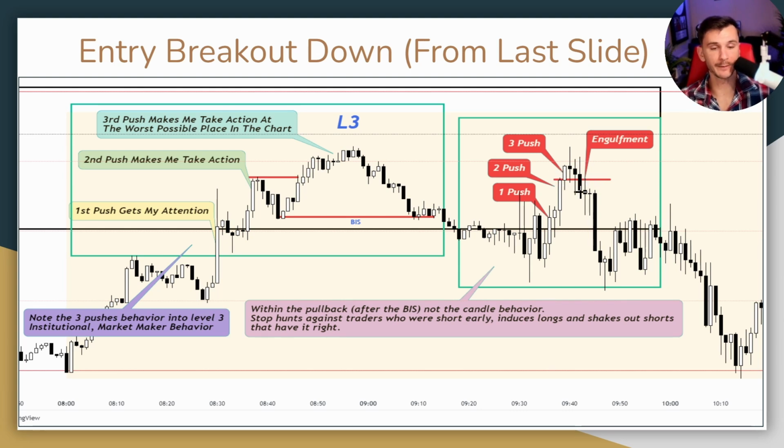Now, there will be times where I take this entry, and in this past week, this is an entry that I did actually take. Also, I'm taking entries at this level right here, which is 75, and taking this short trade back down through 50 and trying to get back down to 25, but I didn't quite get there, and I ended up getting out down here in these candles. No big deal. Still a really great trade, and it was all about behavior and, of course, my entry criteria. Within the pullback after the break in structure, note the candle behavior. Stop hunts against traders who are short, induce longs, and shake out shorts. Like I said, the purpose of a pullback.